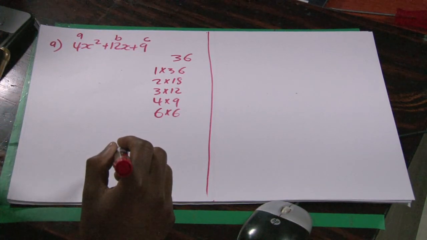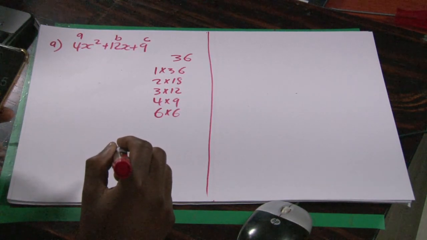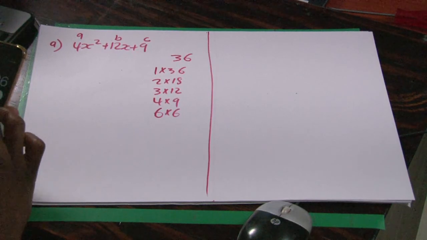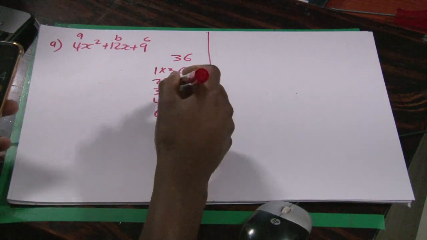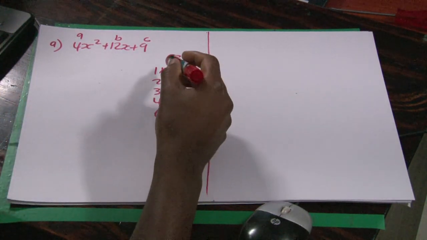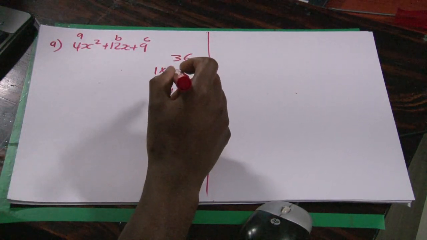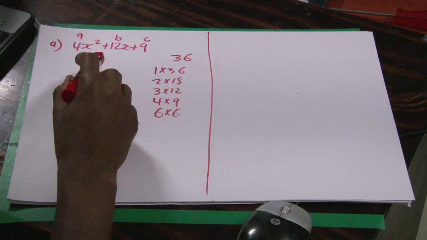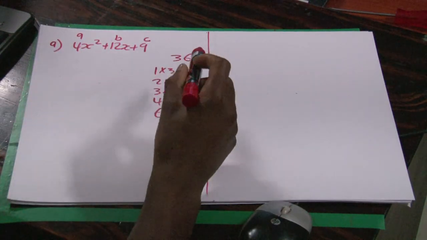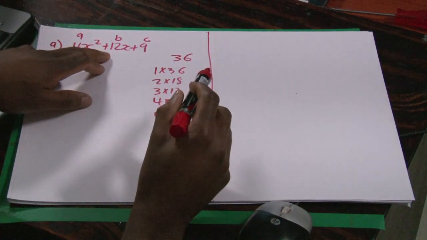Cannot. 36 divided by 8. Cannot. 36 divided by 9. Yes, 4 and 9, which are already there. So these are the factors of 36. Now, which two factors of this, when you add them or subtract them, give you B? B is 12. Which one's here?